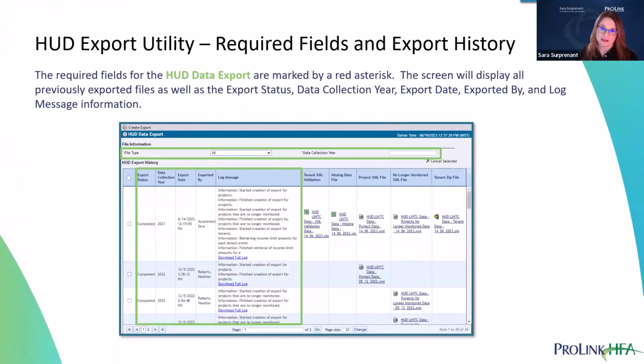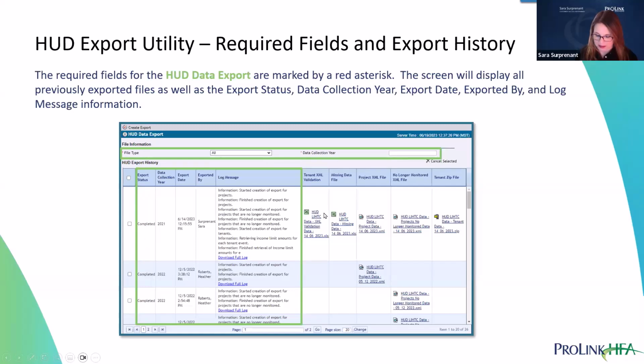So let's talk about the HUD data export screen. Most of you have used this before. If you haven't, like everything else in ProLinkHFA, when you see a red asterisk, you know that field is required. We do have people who say, respect the red dot. Well, it's an asterisk, but you know what I mean. Anytime you see a red field, you should probably populate this in order to do anything with this particular functionality. And then your data collection year is obviously required. Everybody will be doing 2023 this year, I assume. And then your screen is going to show you all your previous exports and your current exports.